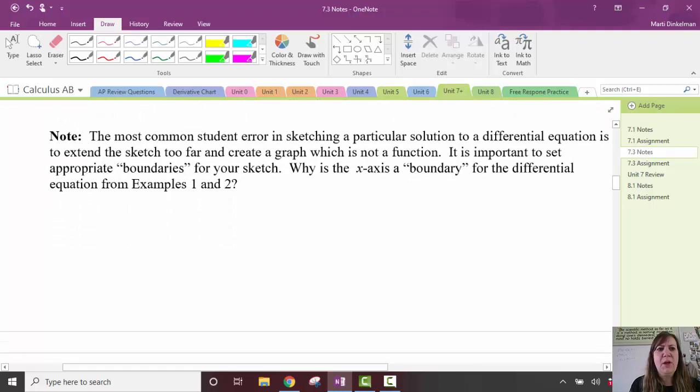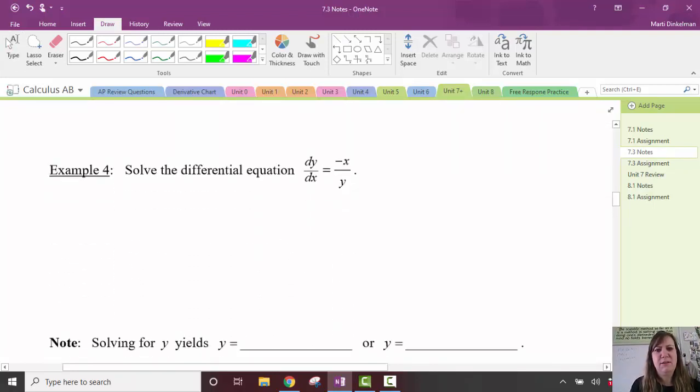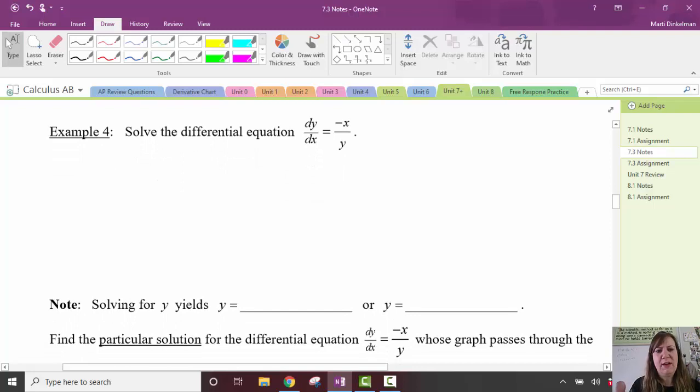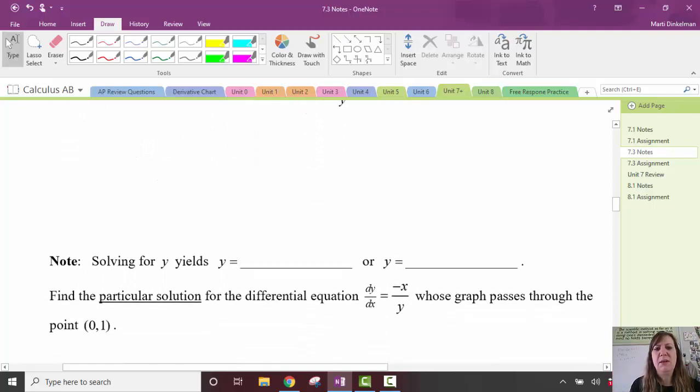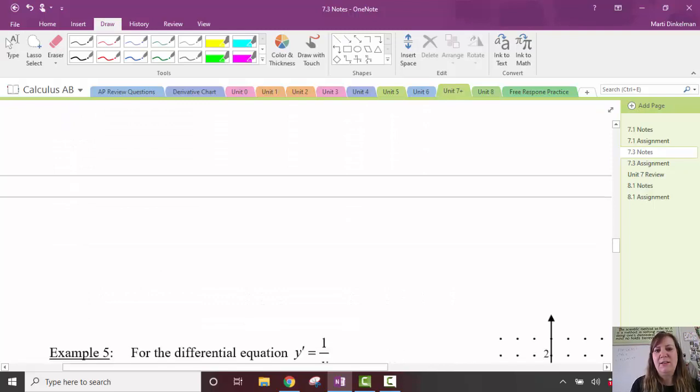Okay, common error: sketching too far, something that's not a function, and maybe not including everything. That's just something we do. We could actually find this differential equation. We're not going to do it because we did that last unit. I just want to focus on finding the slope fields.